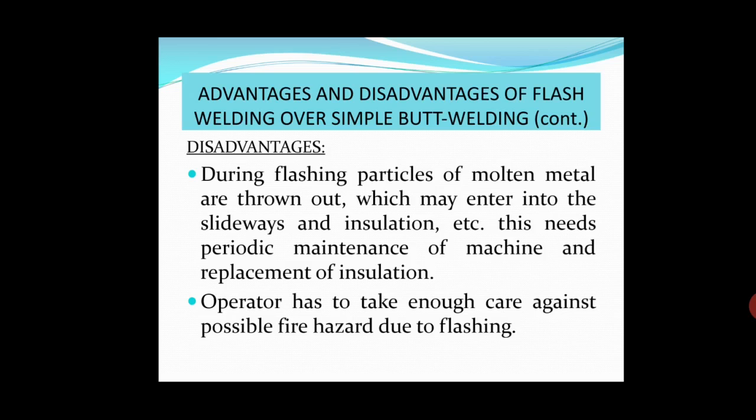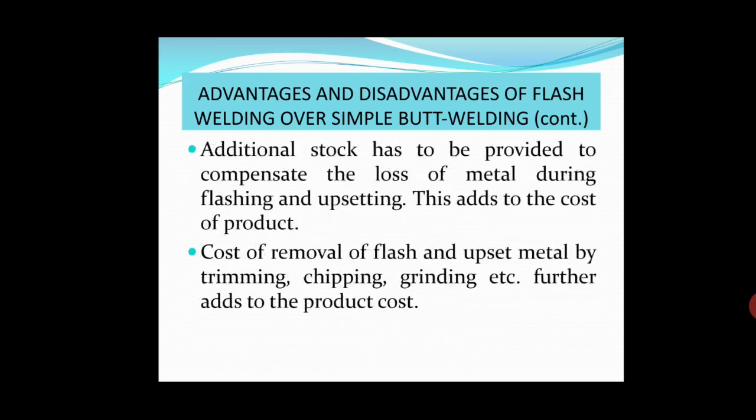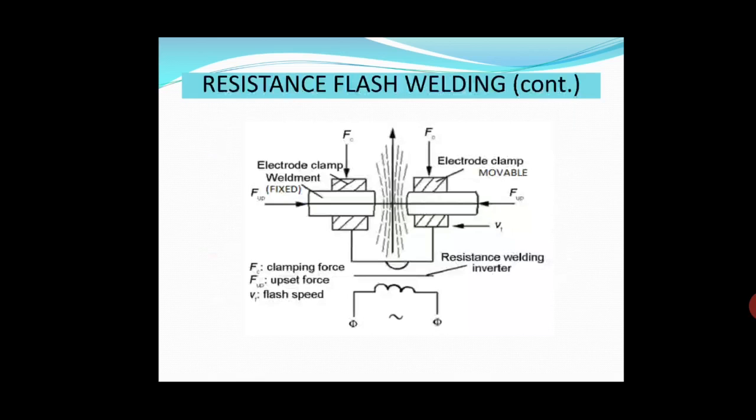The operator has to take enough care against possible fire hazard due to flashing. And additional stock has to be provided to compensate for the loss of metal during flashing and offsetting. This adds to the cost of the product. The cost of removal of flash and offset metal by trimming, chipping, grinding is also further added to the product cost.